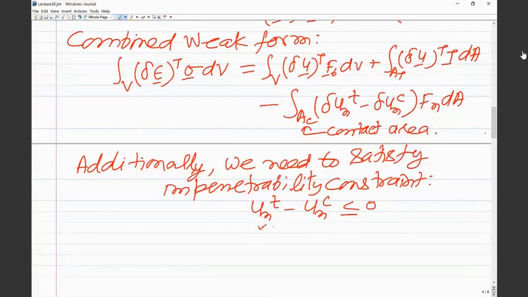So when we take this UNT minus UNC, this must be less than or equal to zero because we are pointing towards the contactor body. So the contactor body displacement always has to be greater than or equal to UNT so that this impenetrability constraint would be satisfied. Now if we look at the combined weak form, there has to be an additional term to satisfy this impenetrability constraint.